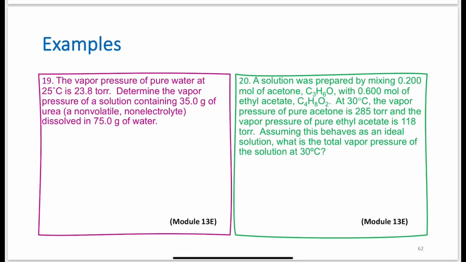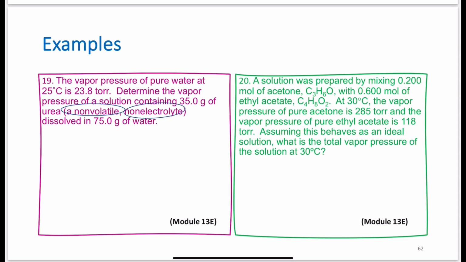Okay, let's look at number 19. The vapor pressure of pure water at 25 degrees C is 23.8 torr. Determine the vapor pressure of a solution containing 35 grams of urea, a non-volatile non-electrolyte, dissolved in 75 grams of water. Why do we care that it's non-volatile? Because that means water is the only thing contributing to the actual vapor pressure. I don't have to play this game of multiple things contributing. It's just simply water.